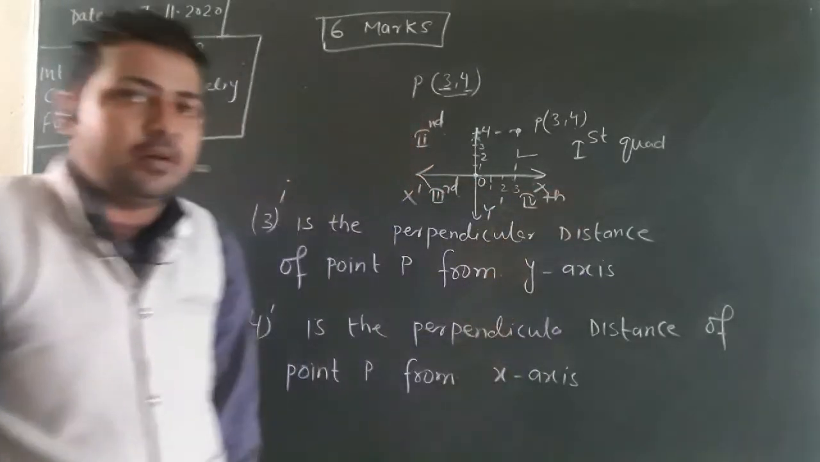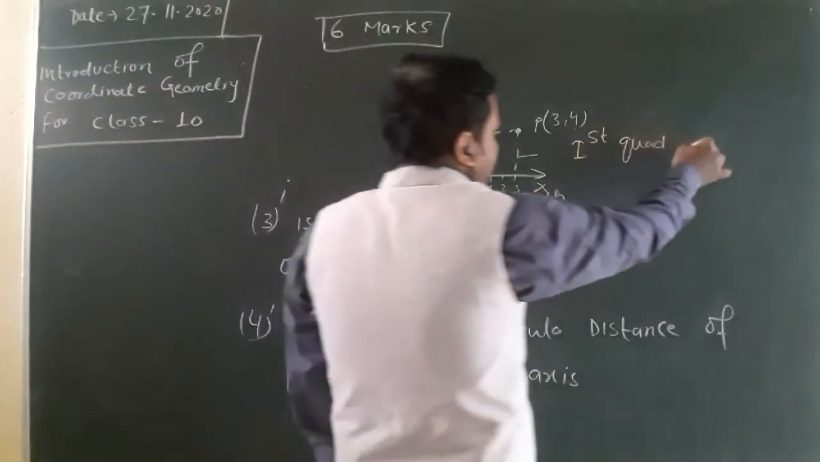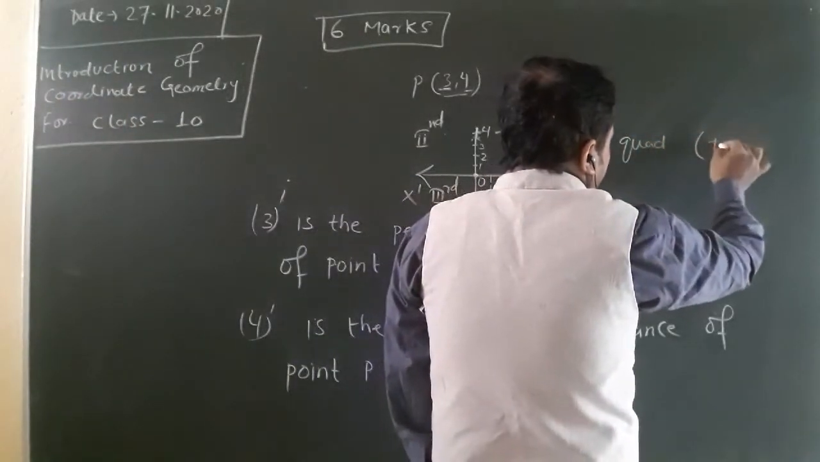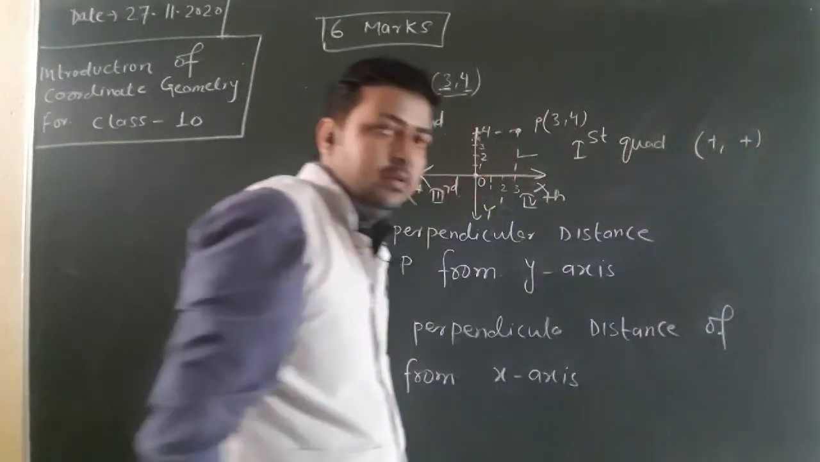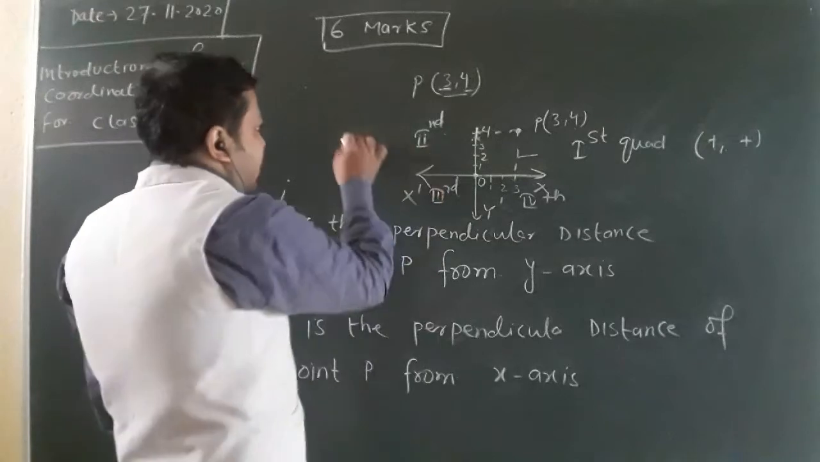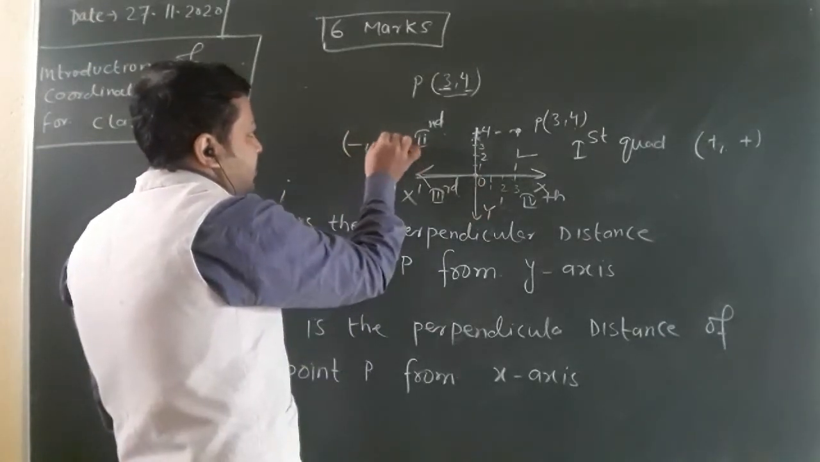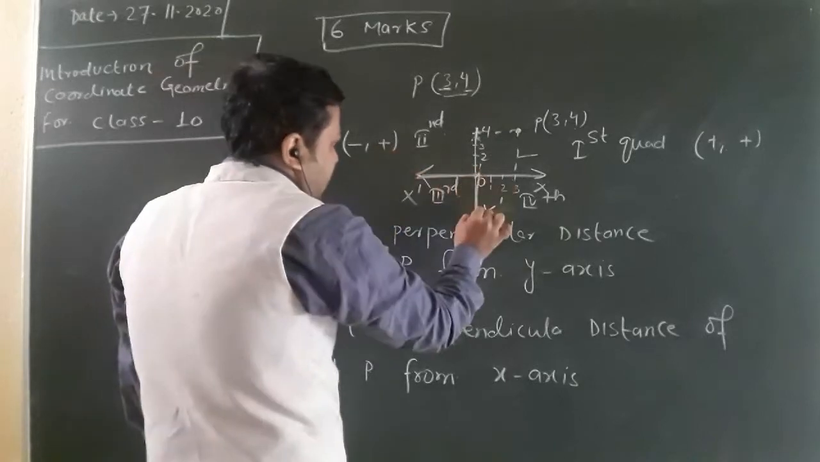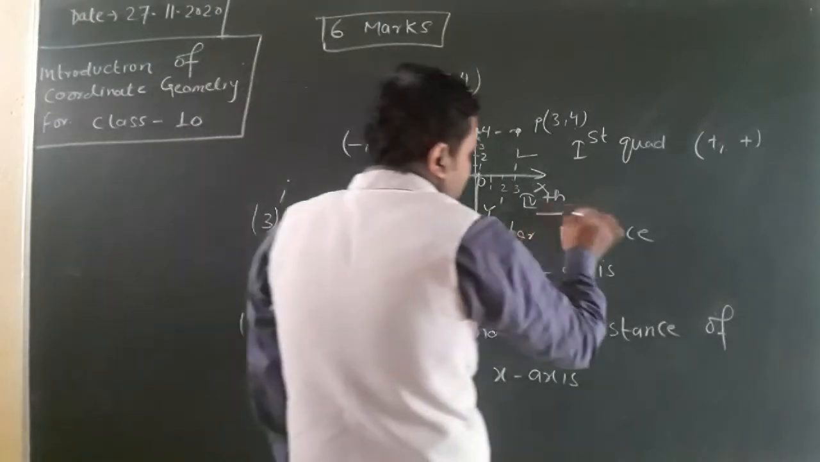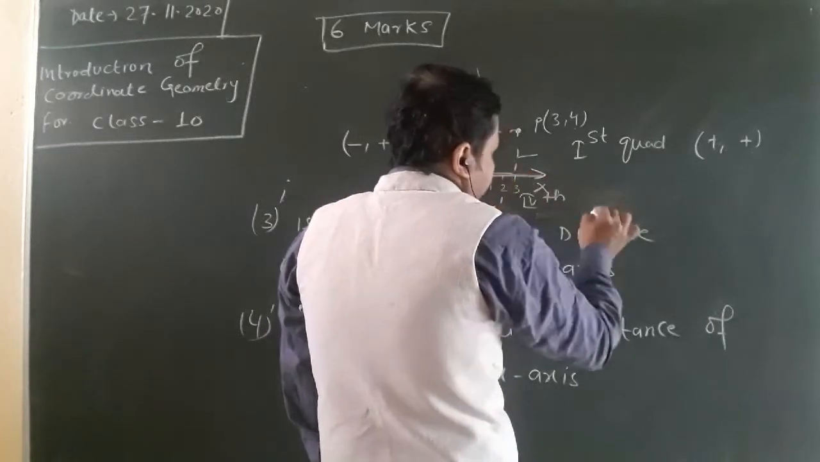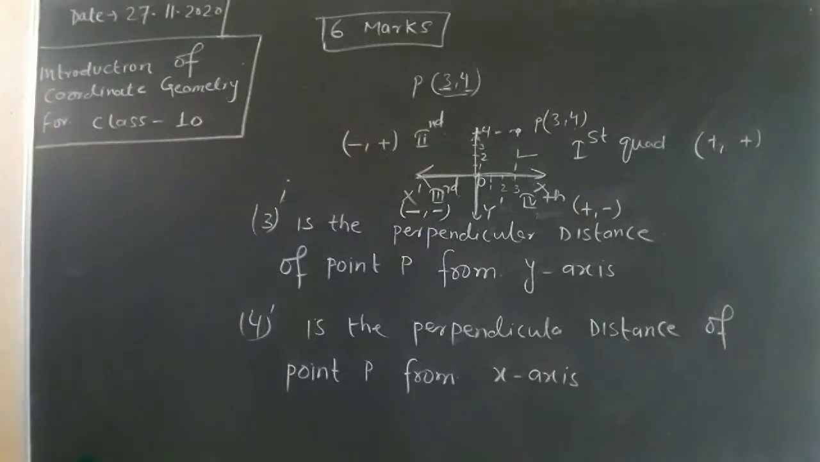As per the quadrant, a sign convention is given. In the first quadrant, x will be plus and y will also be plus. In the second quadrant, x is negative, so the first coordinate will be negative and the second will be positive. In the third quadrant, x will be negative and y will be negative. In the fourth quadrant, x will be positive and y will be negative. This is the basic introduction.